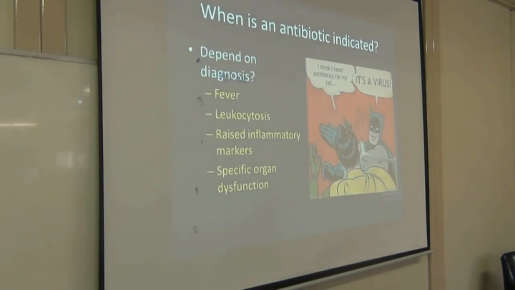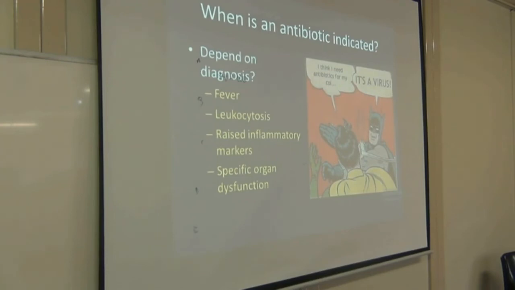So, when is an antibiotic indicated? The rule of thumb is you want to look for a systemic type of infection. Okay. So, is there fever? Is there leukocytosis? Or if you do a white blood cell count, is the white cell count increased? Are there any inflammatory markers that are raised? Okay, what are the inflammatory markers that you usually look at? Systemic inflammation? Your CRP? Yes. Okay, so CRP is a good inflammatory marker.